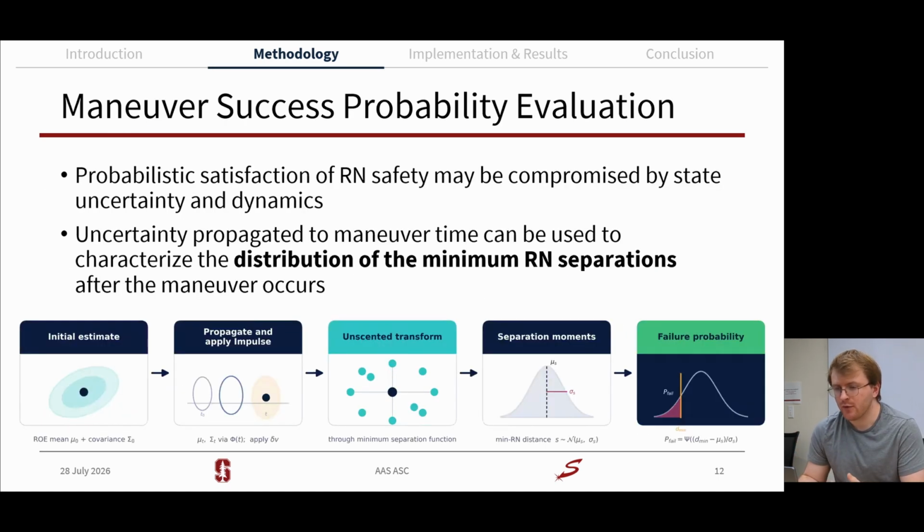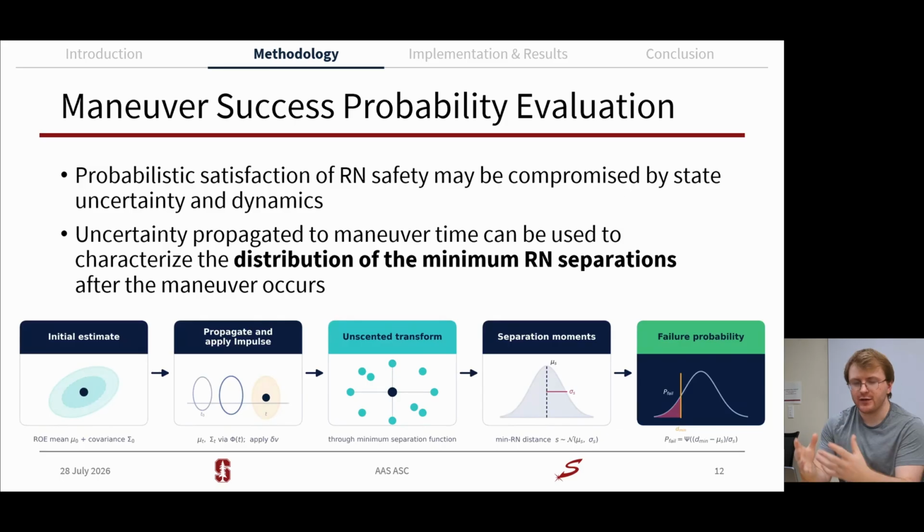Finally, we'll introduce a success probability evaluation on that maneuver. It is expensive to solve directly for a maneuver that will maximize the probability that your separation is above a certain threshold. Instead, we can use this very cheap solution, which is, again, just solving a quadratic. And we can evaluate coarsely over time how that maneuver will affect the minimum RN separation in a resulting orbit if you were to apply that maneuver.